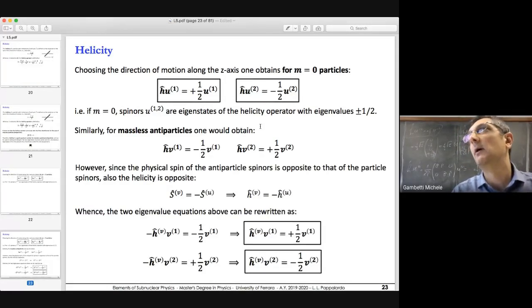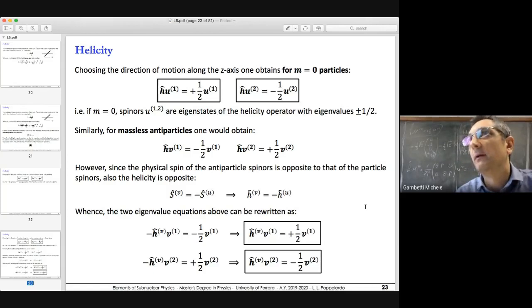What about now the antiparticle solution, so v1 and v2? If we repeat exactly the same algebra that I did on the blackboard, but now starting from the expression of v1 and v2 that you find in one of the previous slides, you're going to get these eigenvalue equations here. But you see they come in the opposite order: the v1 comes with a minus 1/2 and the v2 with a plus 1/2.